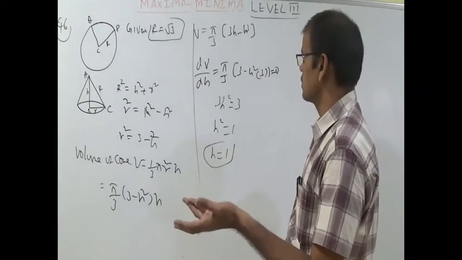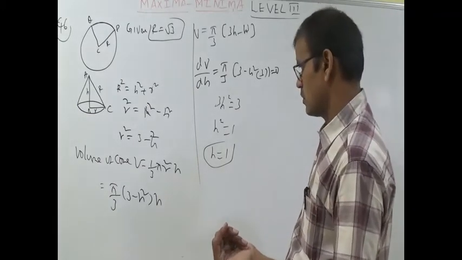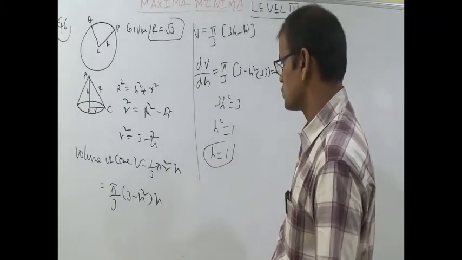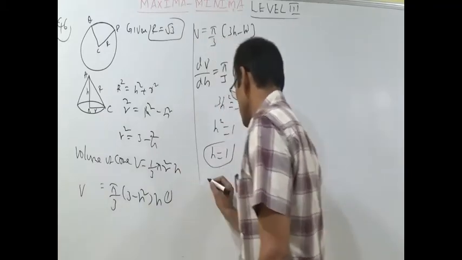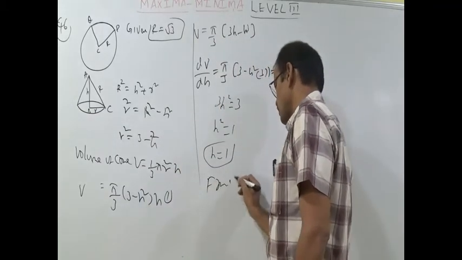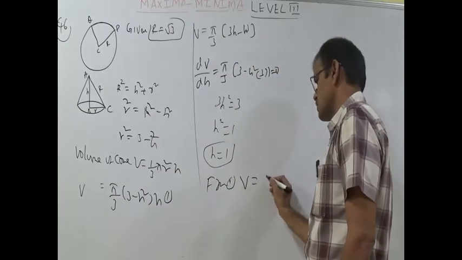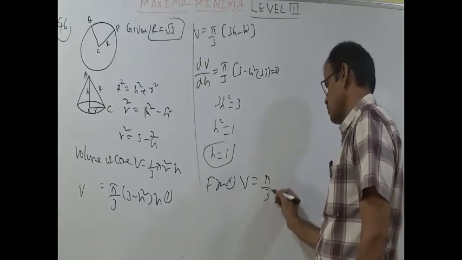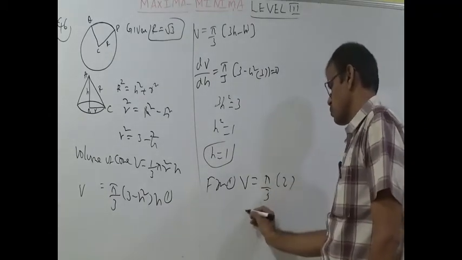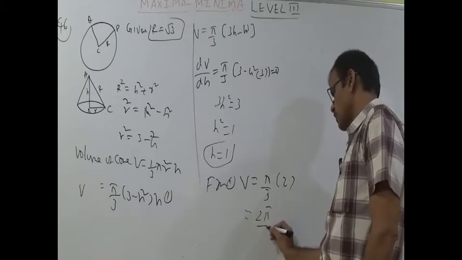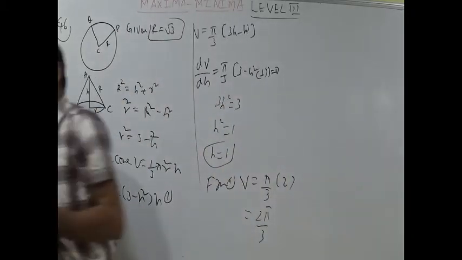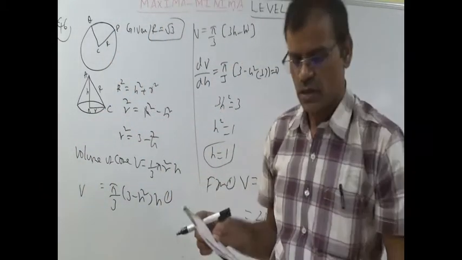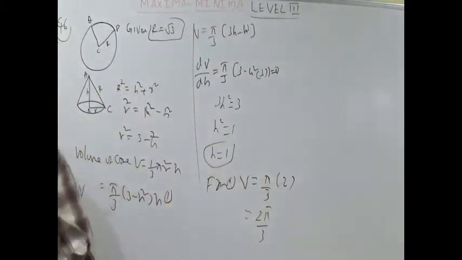Now what is he asking? He is asking only the volume. So substitute here in the first equation. V is equal to pi by 3 into 3 minus 1, that is 2. So 2 pi by 3, that's all. 2 pi by 3 is the volume of the cone. Here, the third option.